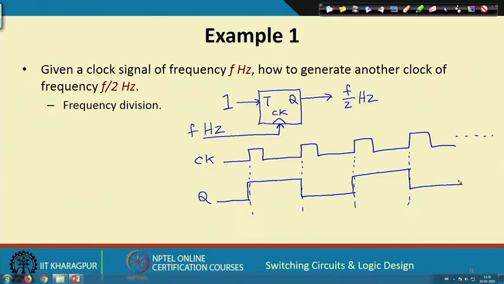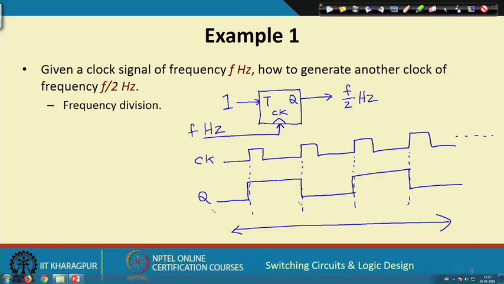So, you see, for the original clock, let us say over this time duration which I have drawn, there were 4 pulses generated. Here, for every 2 pulses, 1 pulse is generated, only 2, which means I have reduced the frequency by half. So, a simple T flip flop like this can be used to divide the frequency by 2.